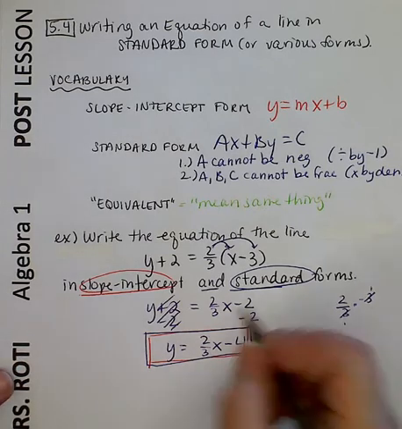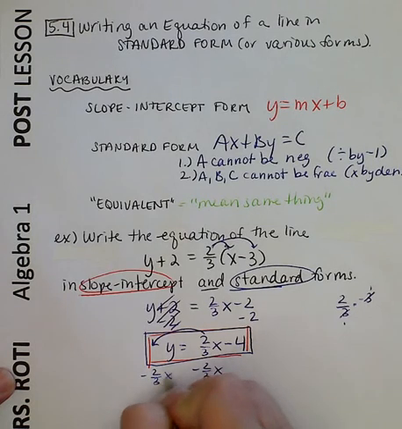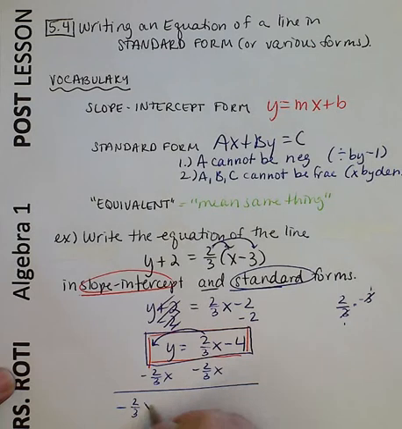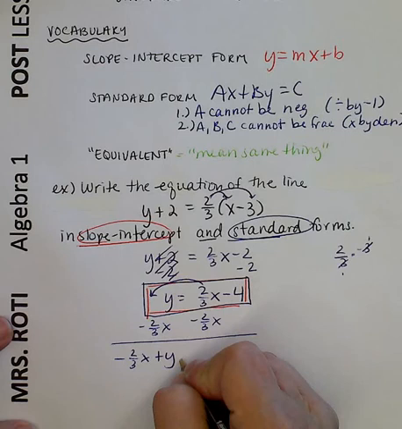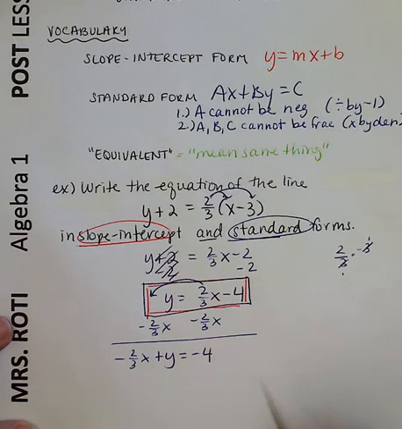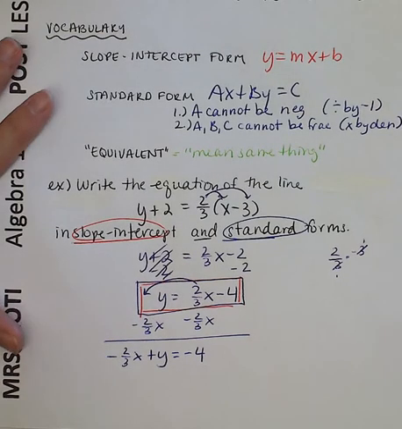And I'm going to do that by getting the 2/3 x over. So since it's a positive 2/3 x, I'm going to make it a negative 2/3 x. The y is positive. The 4 was negative. Again, two problems. First problem is that negative sign. Second problem is that denominator.